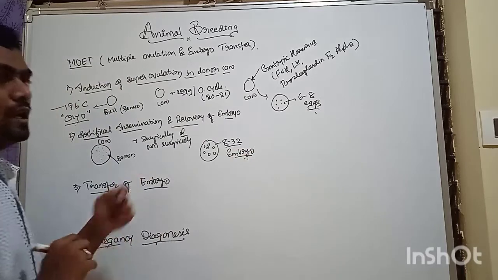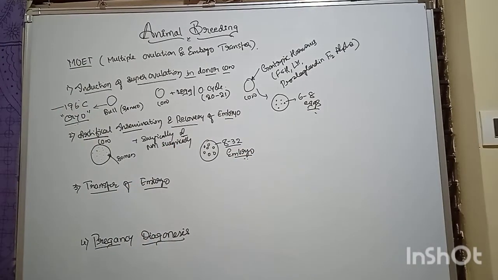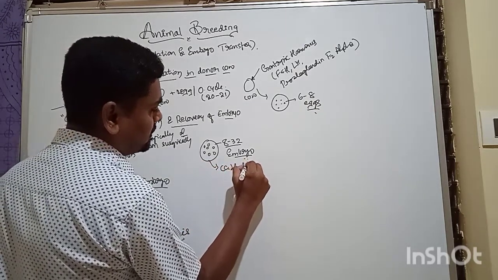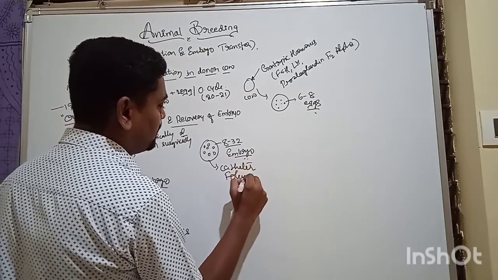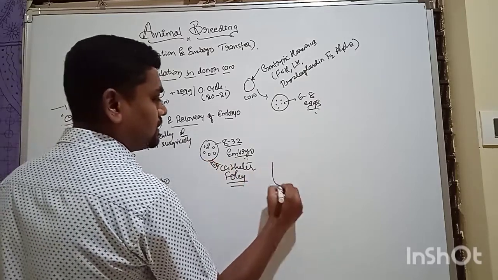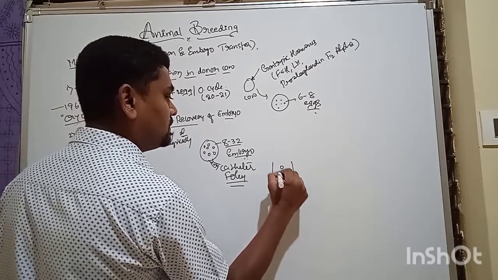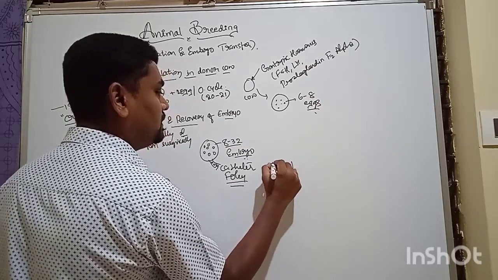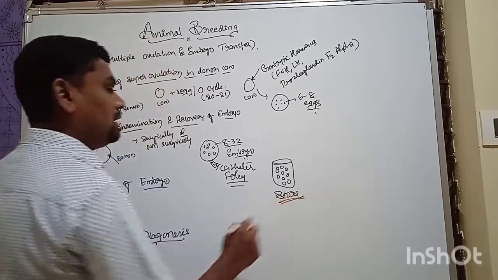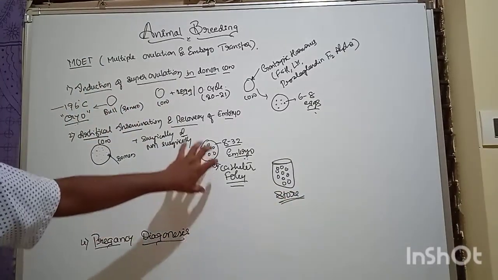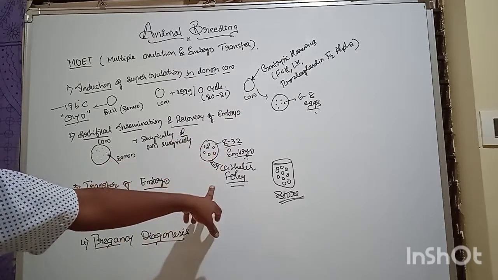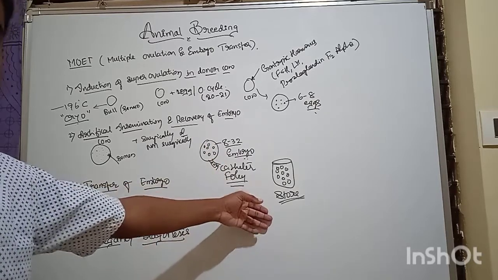Okay. Now I'll collect those embryos using a Foley catheter. I'll take that out, and I'll collect through the catheter and classify. I'll insert the Foley catheter through the rectum wall of the cow. Then I'll store them in the laboratory.